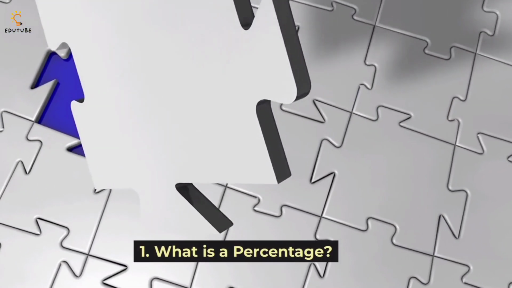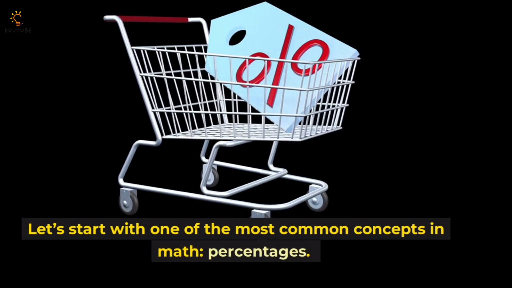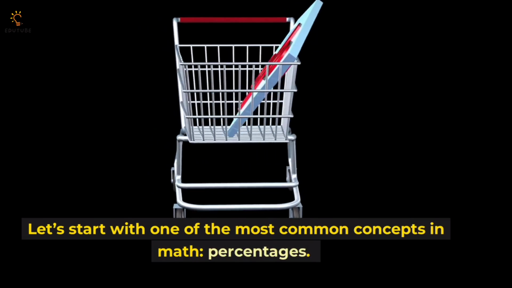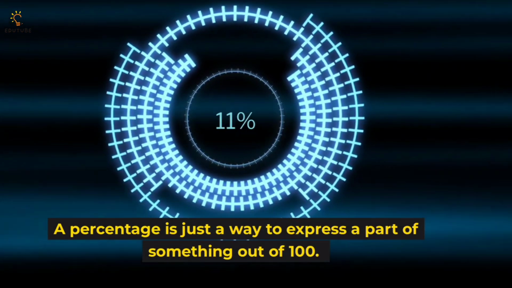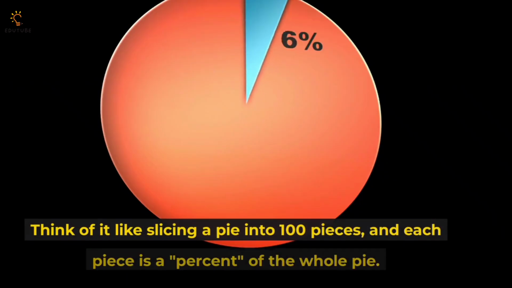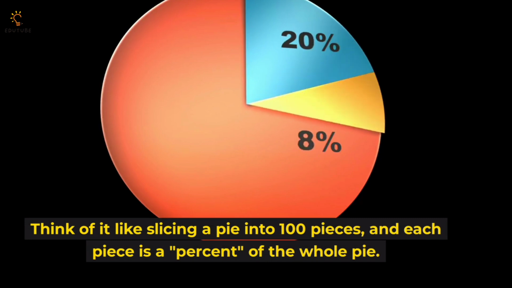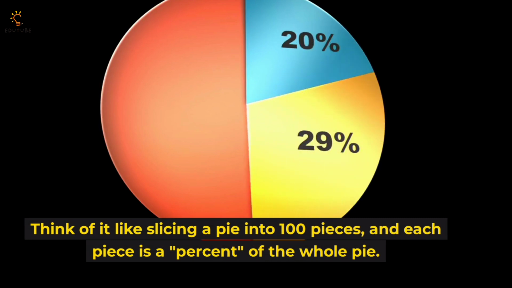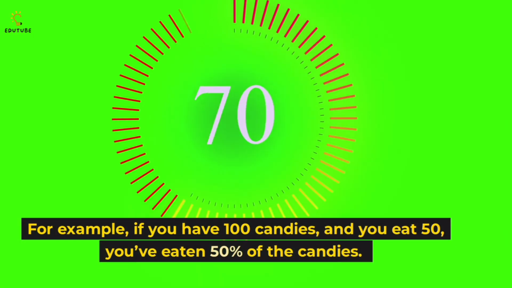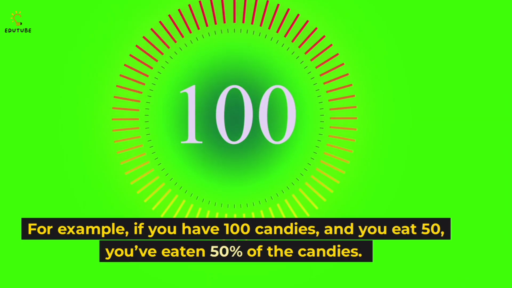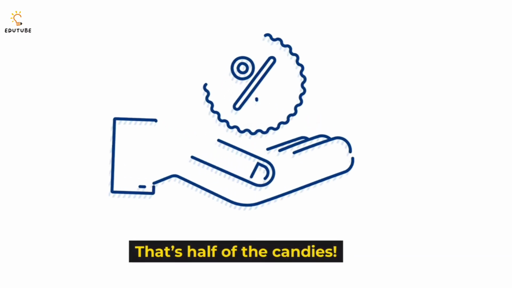1. What is a percentage? Let's start with one of the most common concepts in math, percentages. A percentage is just a way to express a part of something out of 100. Think of it like slicing a pie into 100 pieces, and each piece is a percent of the whole pie. For example, if you have 100 candies and you eat 50, you've eaten 50% of the candies. That's half of the candies!